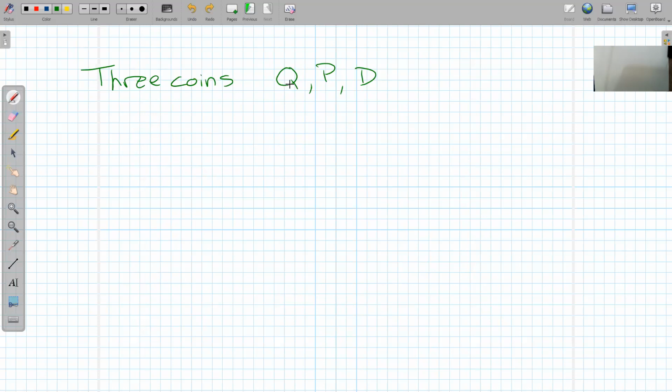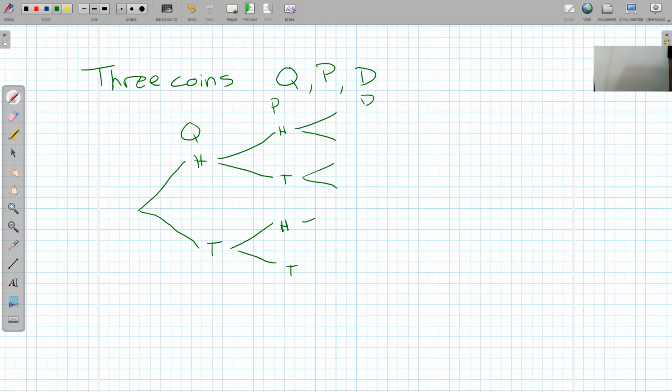And it doesn't matter whether we flip them one at a time or at the same time. This will list out the outcomes. So quarter first, and the quarter could be a head or a tail. And then the penny gets to go next. And so from this head, the penny could be a head, or the penny could be a tail. And then down here, it could be a head, or it could be a tail. And then the dime gets to go last. And so a dime has a head or a tail. So from each of these, we have 2 more branches.